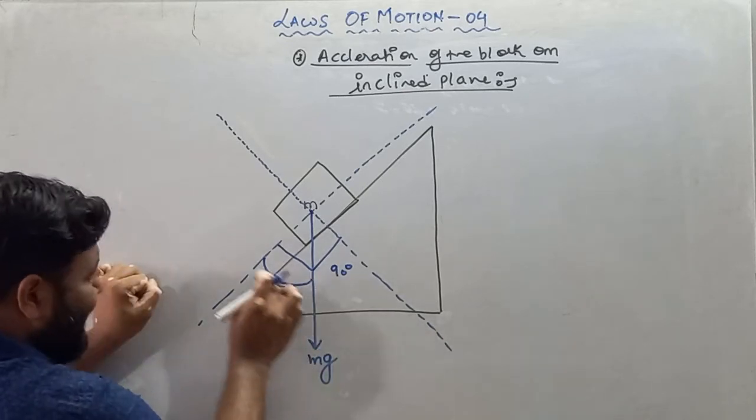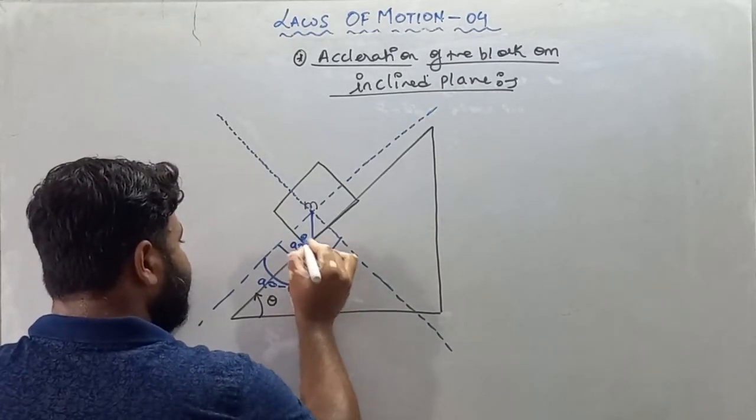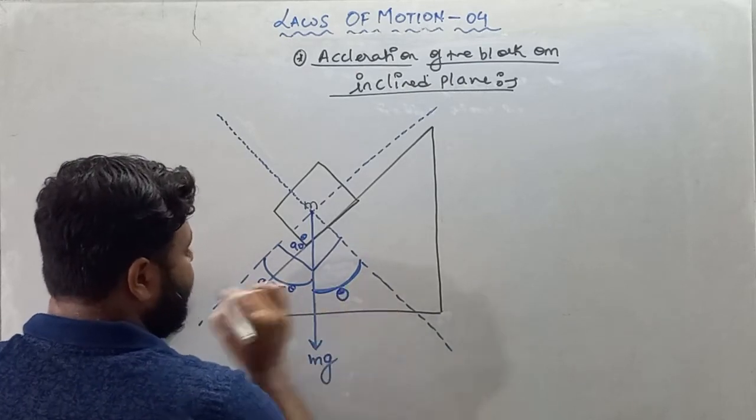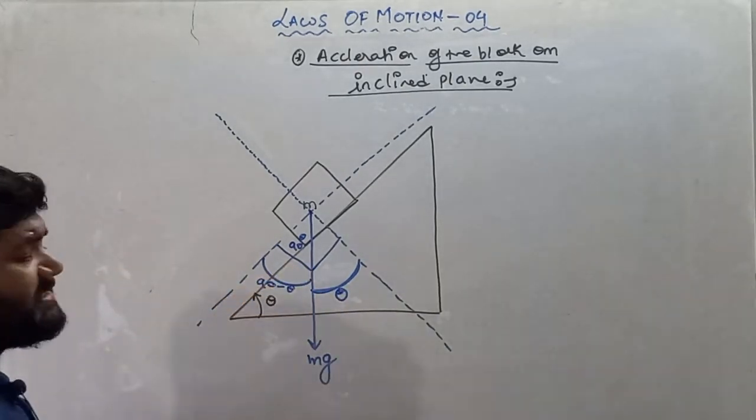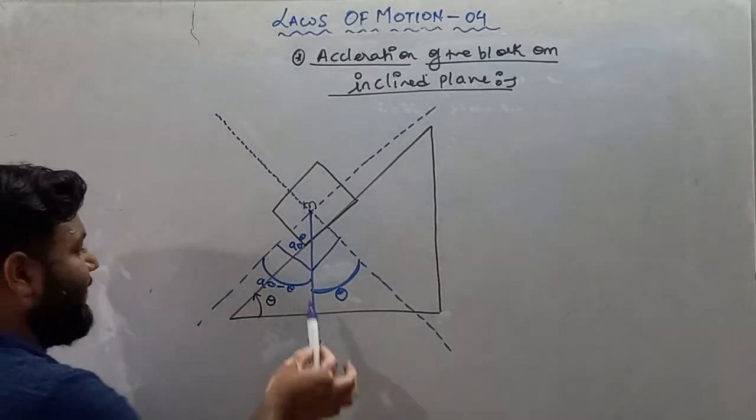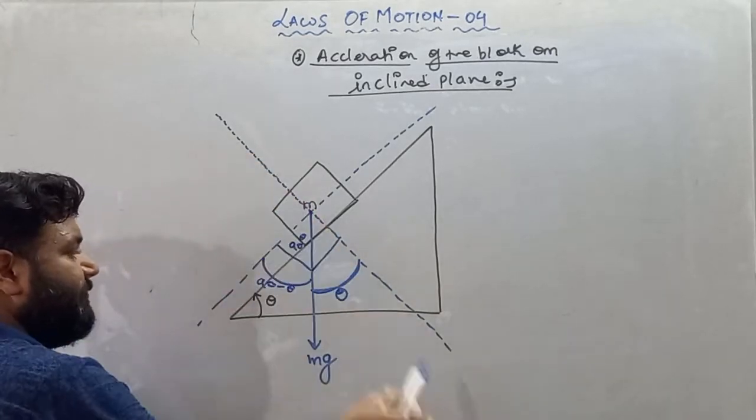So if this angle is 90 minus theta, then it is but obvious that mg with the y-axis must be theta. Or you have to remember simply that if the inclined plane is making angle theta, then the weight of the body is also making angle theta with the y-axis.